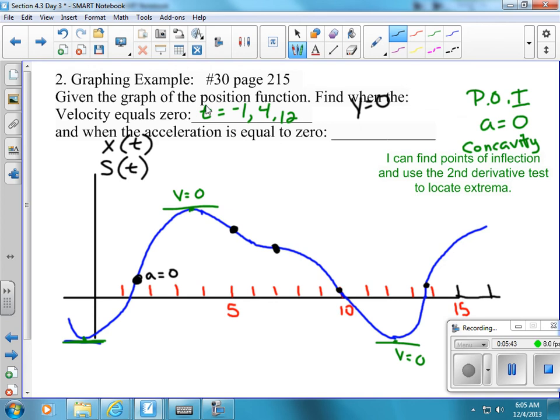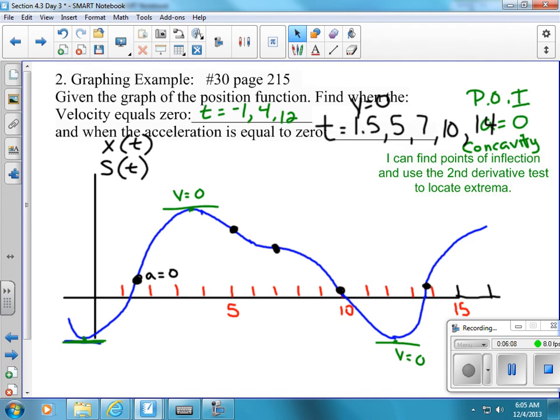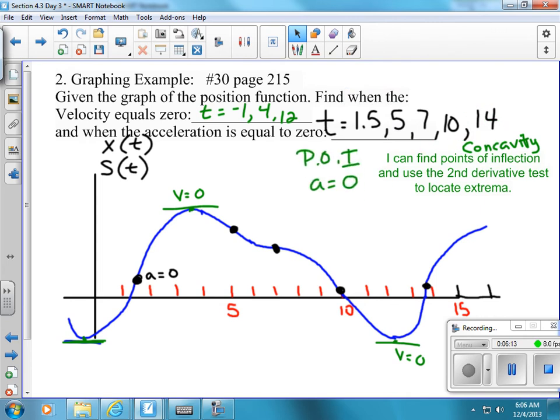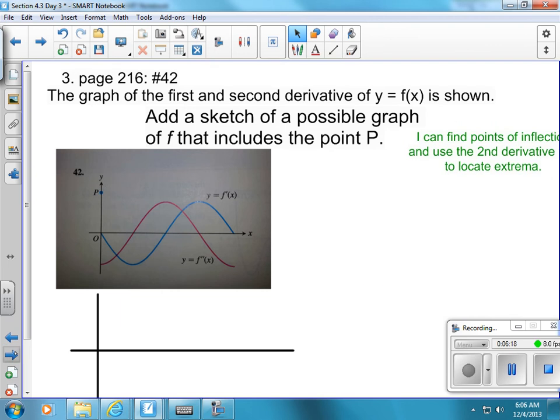Okay? Emphasize those just a little bit more. And I'm just estimating where the graph changes from concave up to concave down. All right, so those places are at t equals 1.5, 5, 7, 10, and 14. All right, so there are our answers for where the concavity changes. And that's that problem. Okay, next.